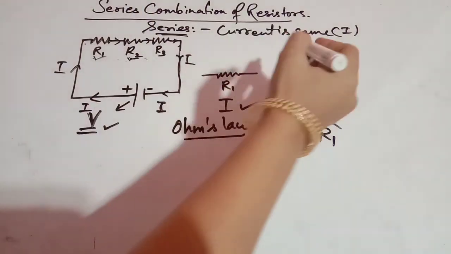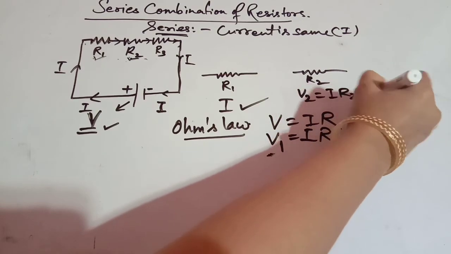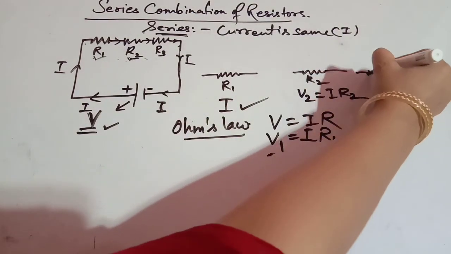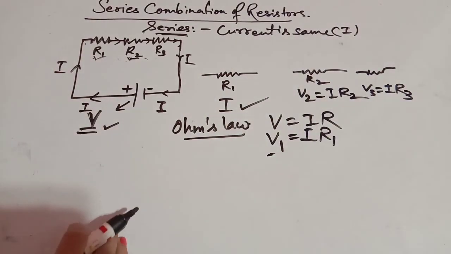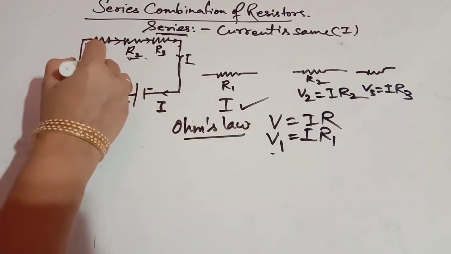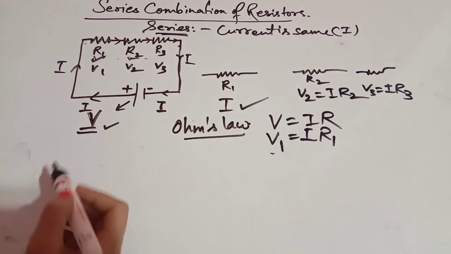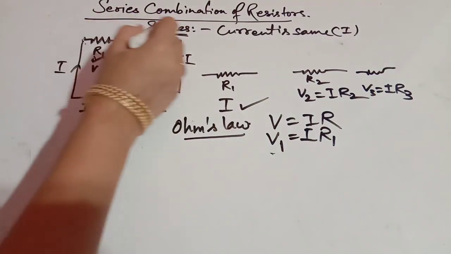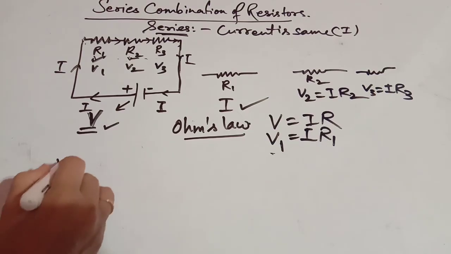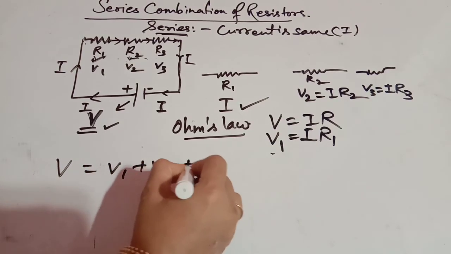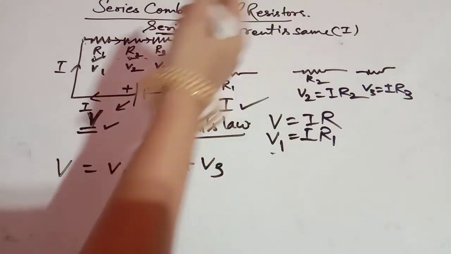Similarly for the second resistor R2, V2 is equal to IR2, and similarly for the third one V3 is equal to IR3. So we have three different potential differences, V1, V2 and V3. Now for the entire diagram, for the combined resistors, we consider that the potential difference is V. It means V is equal to V1 plus V2 plus V3. Now we put all the values here, and we will find the formula for the series combination of resistors.